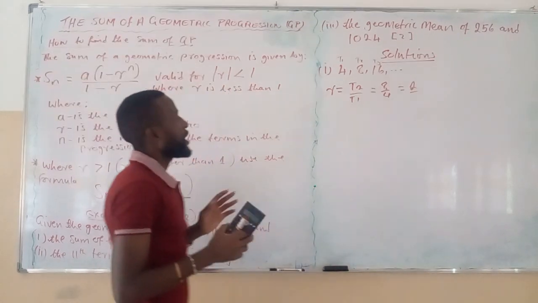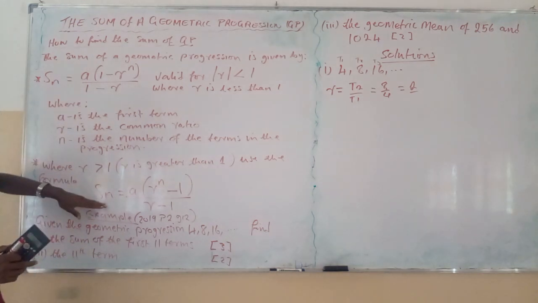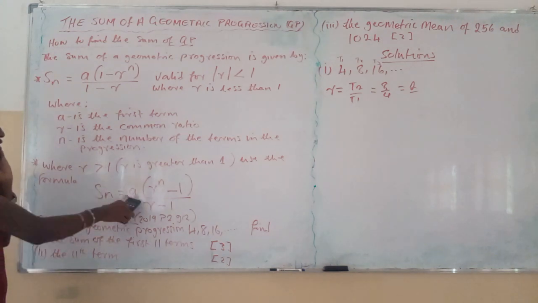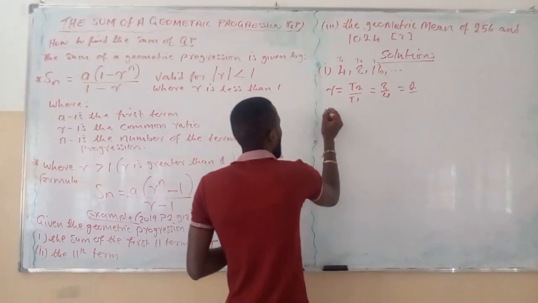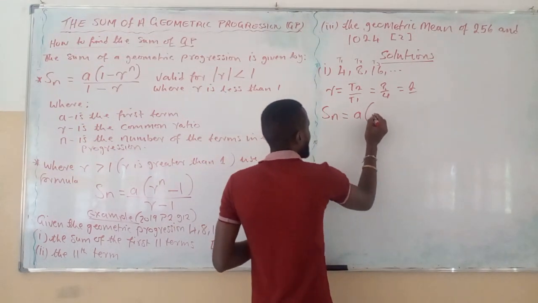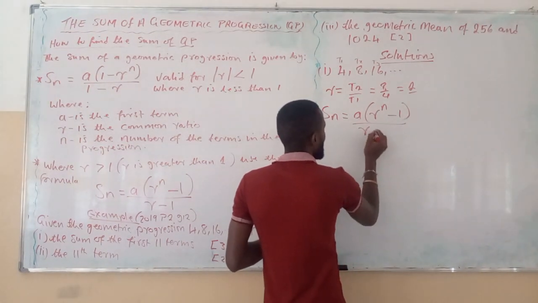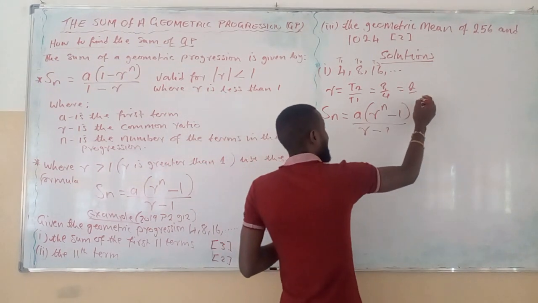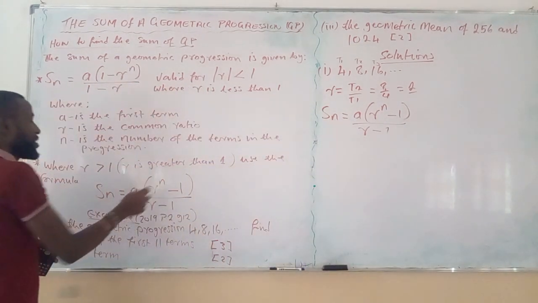Hence, the formula that we are going to use will not be the first one, but the second one, because 2, the common ratio, is greater than 1. So we use this formula instead of that one. So we write the formula that we are going to use. We say sum is equal to first term, open brackets, common ratio to the power n minus 1, over common ratio minus 1. Because why are we starting with the common ratio? Because the common ratio is greater than 1, hence we use that formula.